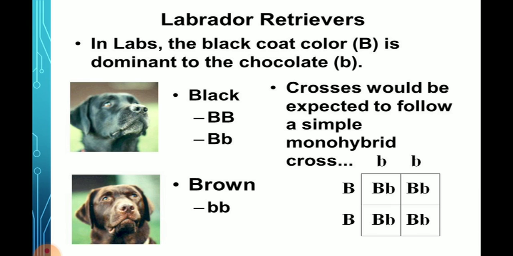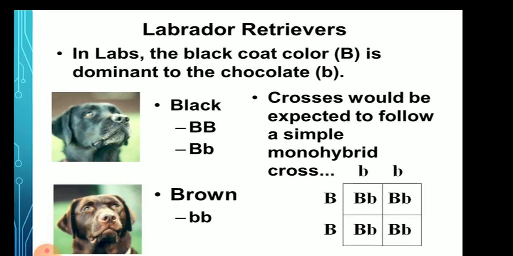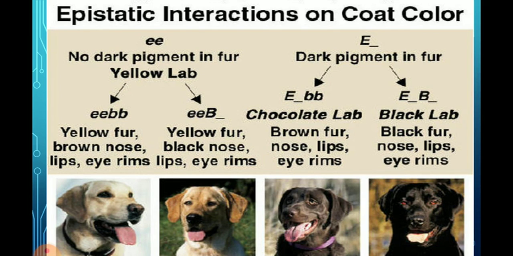So now we will see Labrador retrievers. In that we will see that there are three coat colors. One is black, another is brown, and the other is yellow. Black is represented by capital B capital B, or capital B small b. So B is dominant, so it will appear as black. Small b is recessive, so it will be represented in the recessive form. But the third coat color is also present, called yellow coat, or yellow labs, or yellow Labrador.